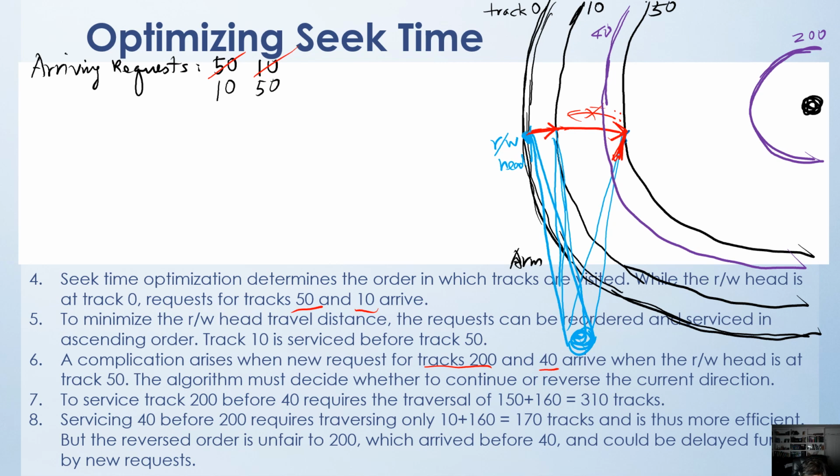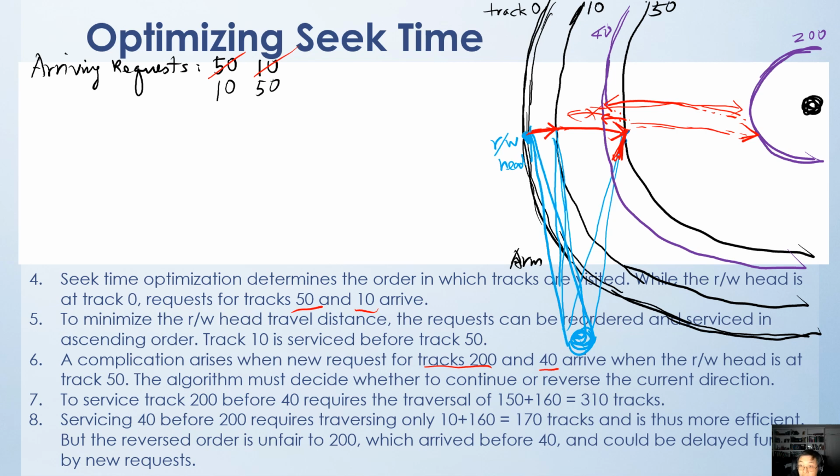Here we have a kind of tough situation. The algorithm must decide whether to continue to travel all the way to track 200, serve track 200, and then travel back to track 40. Or we go the other way: we first move back, serve track 40, and then move forward to 200. Which way is better? Certainly the second approach is much better.